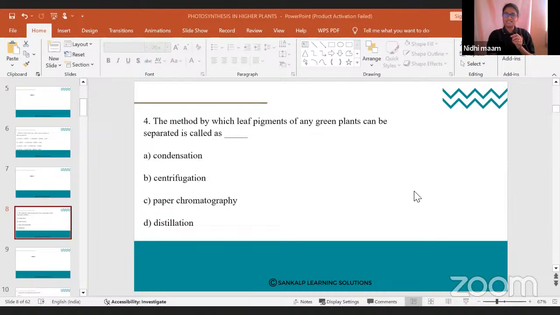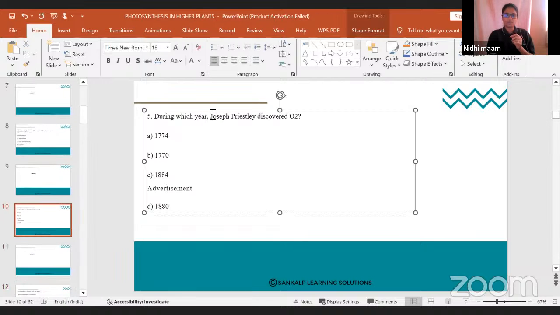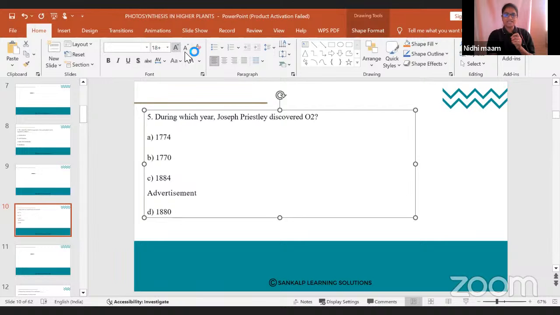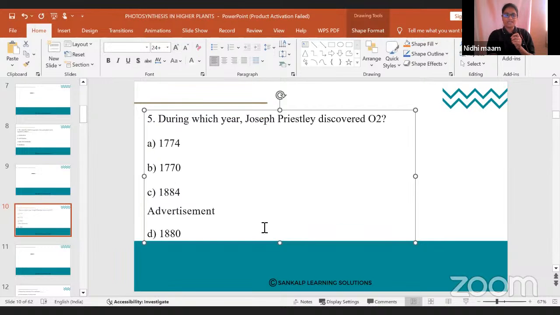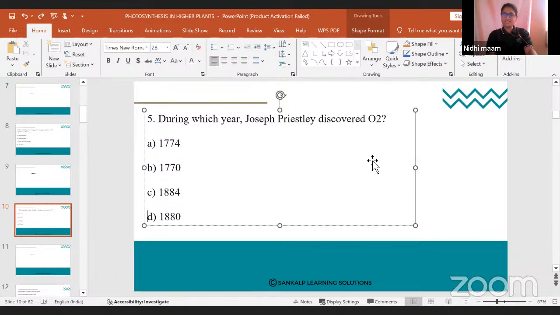So the right answer is option C, paper chromatography. During which year did Joseph Priestley discover oxygen? A 1774, B 1770, C 1884, D 1880.